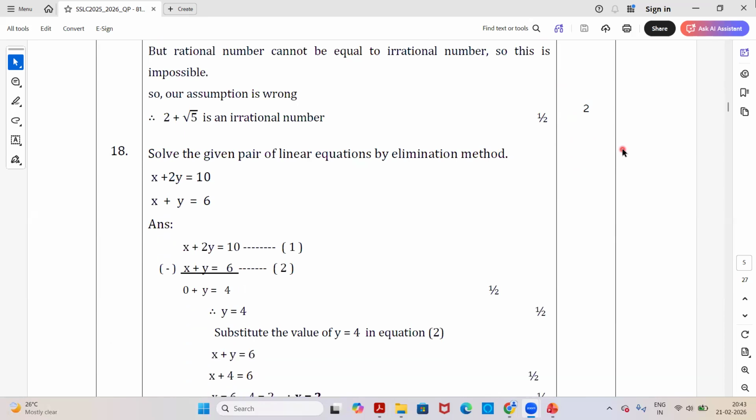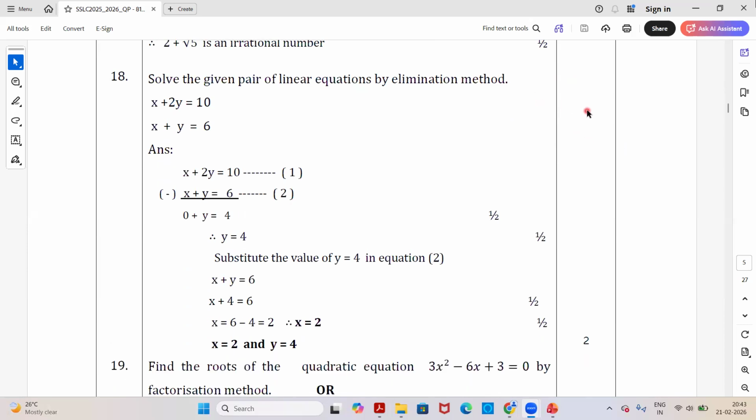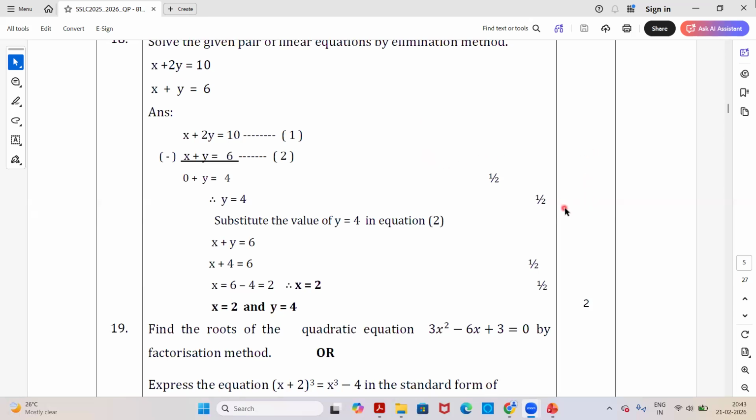Even if you don't know the entire sum, you can at least try to work it out. If the step goes right, you will earn half a mark over there. So this is the main motive of showing you the model answer key here. Then question 18, along with the question you have the answer and the marks allocation.